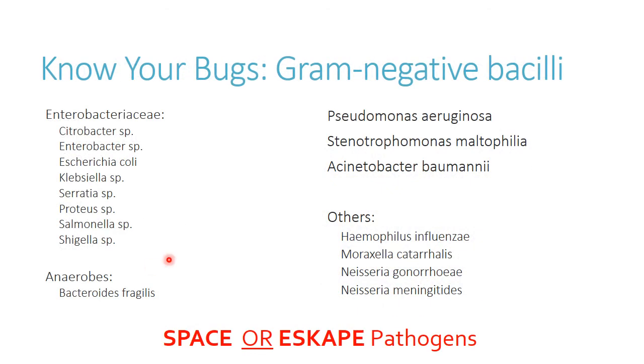Okay, so moving on, next we have our gram-negative bacilli. This is another big group of bacteria that are going to cause a lot of diseases. So we have the Enterobacteriaceae. These include things like your Citrobacter species, Enterobacter, E. coli is another big one here, Klebsiella, Serratia, Proteus, Salmonella, Shigella. This is a very wide group of bacteria that can cause disease. We see these very commonly, especially for things like urinary tract infections.